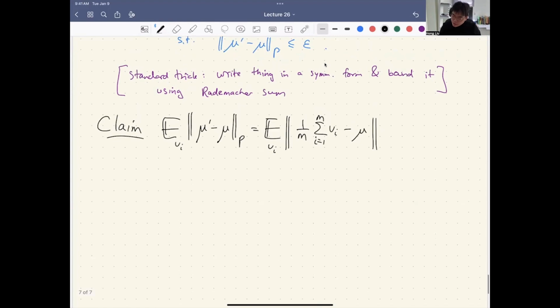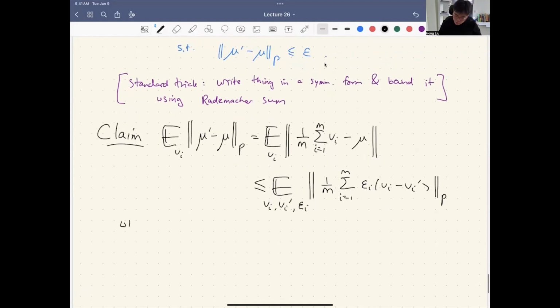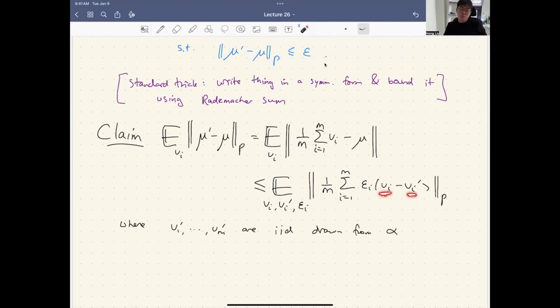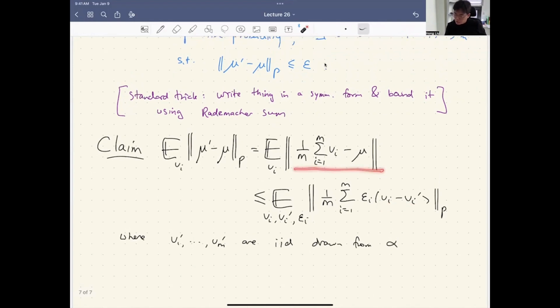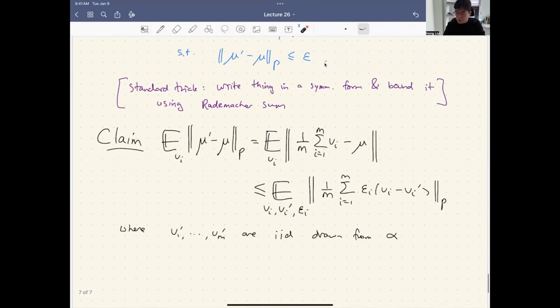The standard trick is that this is at most the expectation, over v_i prime and epsilon_i Rademacher random variables, of the p norm of 1 over m times the sum from i equals 1 to m of epsilon_i (v_i minus v_i prime). Here v_1 prime to v_m prime are again IID copies drawn from the distribution alpha. They have the same distribution as v_i, and they are independent of each other. So we managed to write what we need to bound by this Rademacher sum. It's very symmetric now. Let's finish the proof using Khinchin's inequality. Then we come back and see how we do this symmetrization step.